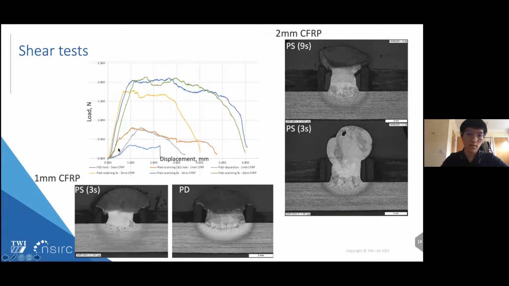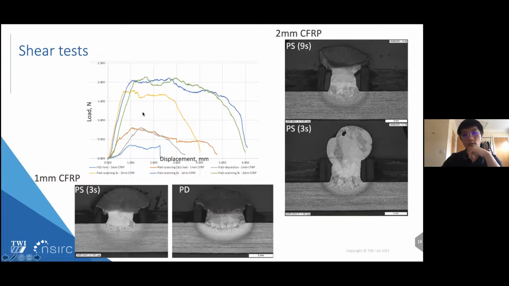And it also shows in the shear test that the blue line is the original one. The failure occurs at the middle of the deposition. But for the PS and PD deposition, the failure actually occurred in the composite. So it gets a higher strength.